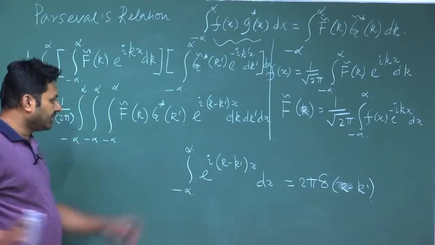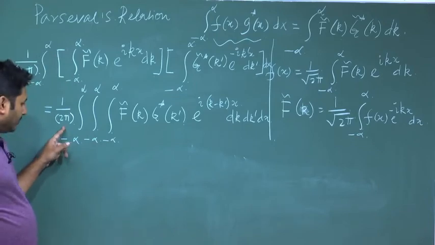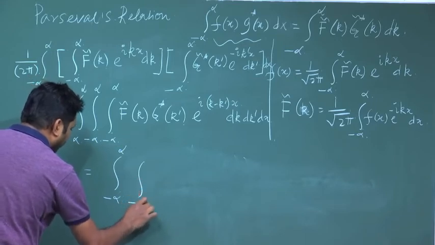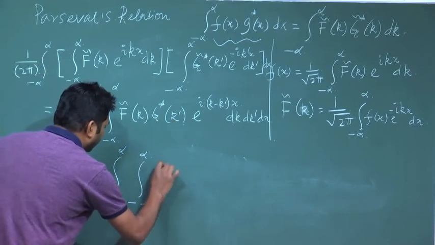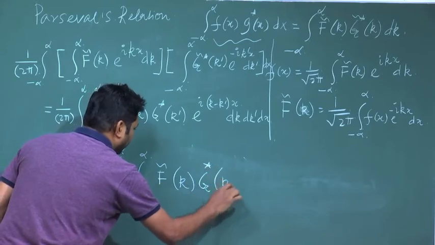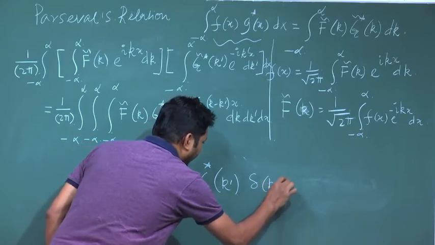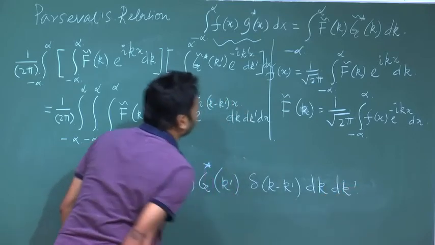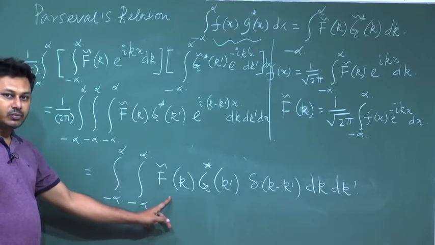Okay, if I use this identity here, then this 2 pi will cancel out, and finally we will have something like minus infinity to infinity, minus infinity to infinity. If I carry forward this integration over dx, then I will have something like this. This quantity is this. Finally I end up with this equation.